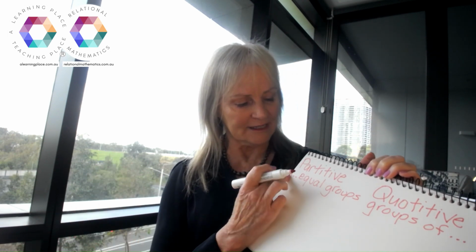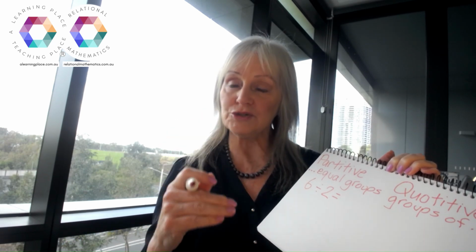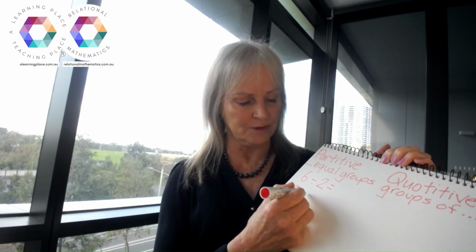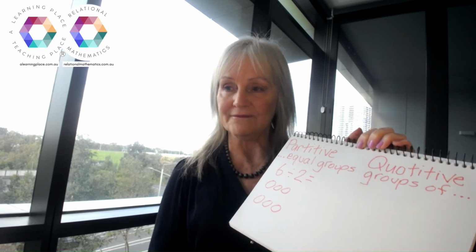So dividing partitively means we're going to divide into a number of equal groups. So if I've got 6 divided by 2, we're going to have 6 items and we're going to divide them by 2 into 2 equal groups. So we'll have a group here and we'll have a group here.